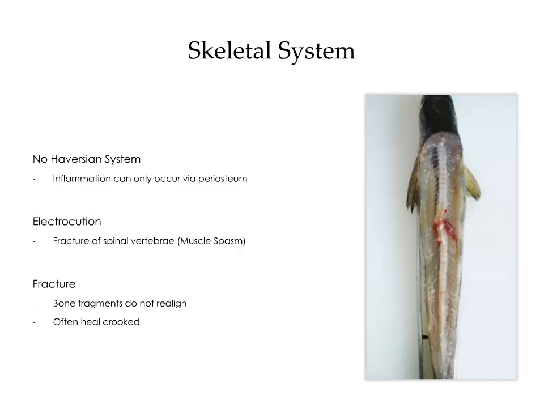Other things you should keep in mind when dealing with the skeletal system is that there's no haversian system in fish, which means inflammation can only occur via the periosteum. Electrocution can result in fracture of the spinal vertebra as a result of muscle spasm. When bones are fractured, the bone fragments do not realign, so the skeleton will often heal crooked.